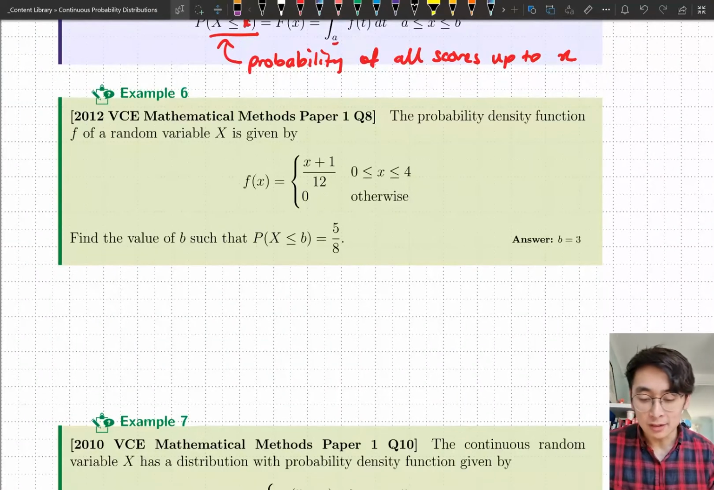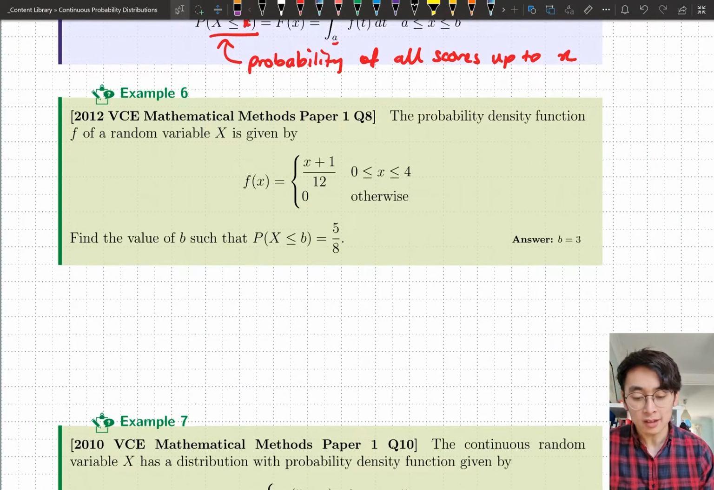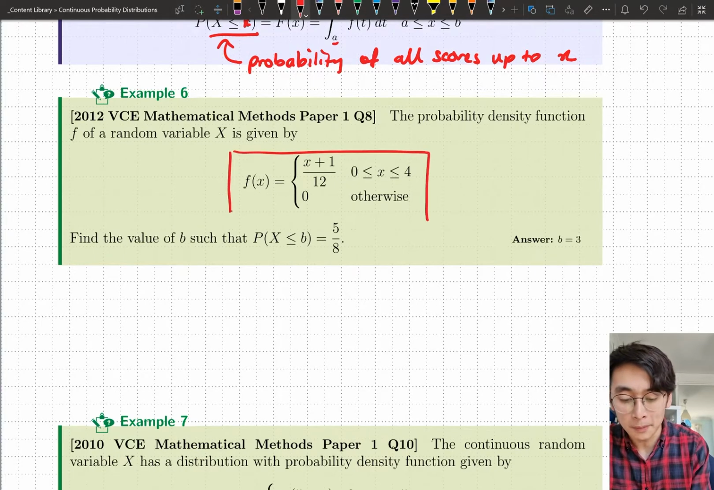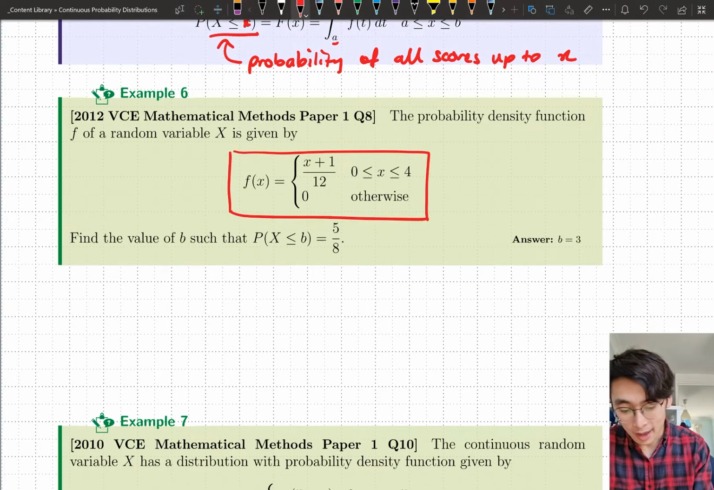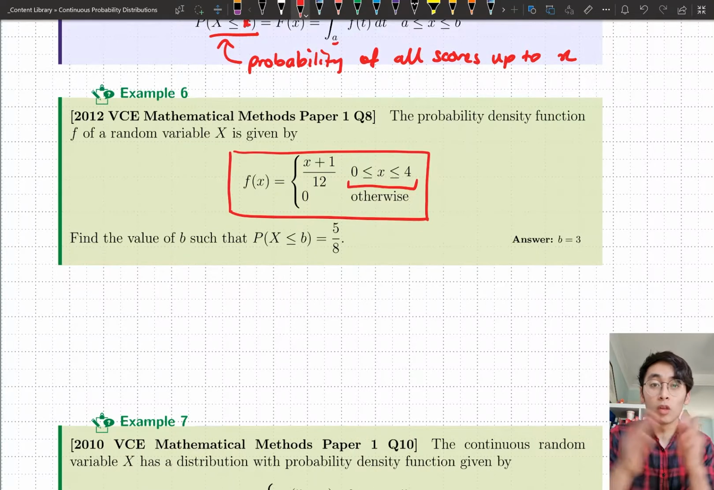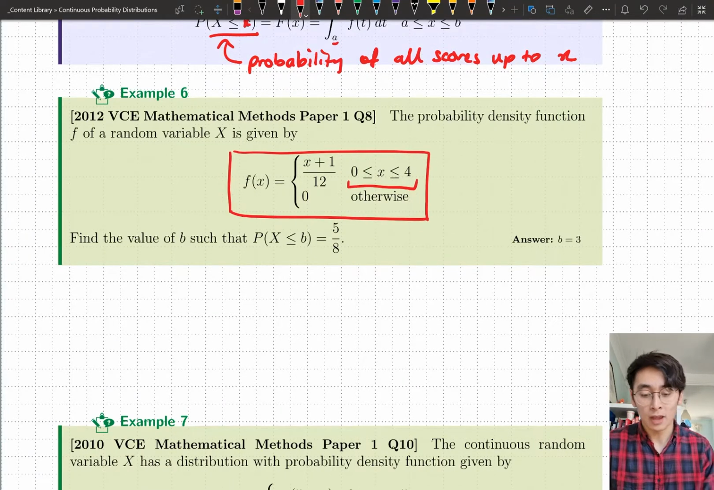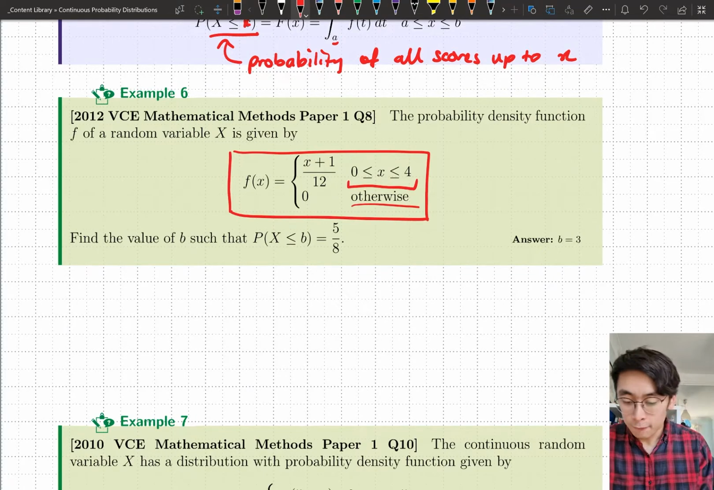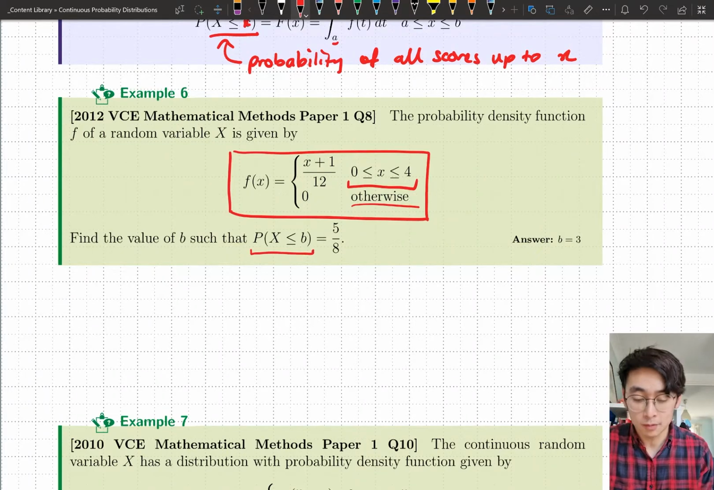Okay, so let's have a look at this example here. The probability density function f of a random variable x is given by this following formula. The probability density function is given by x plus 1 over 12 for this given domain. That is the domain of allowable values, so all of the possible outcomes between 0 and 4, and otherwise it's just equal to 0. Find the value of b such that the probability of x, the random variable, being less than b is equal to 5 over 8.